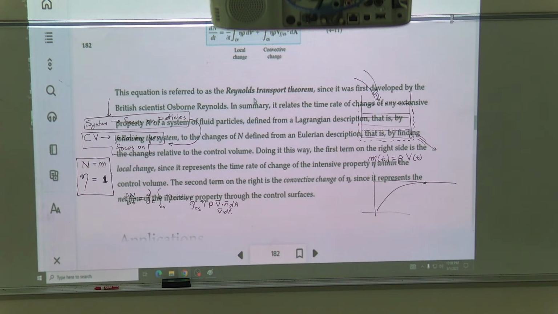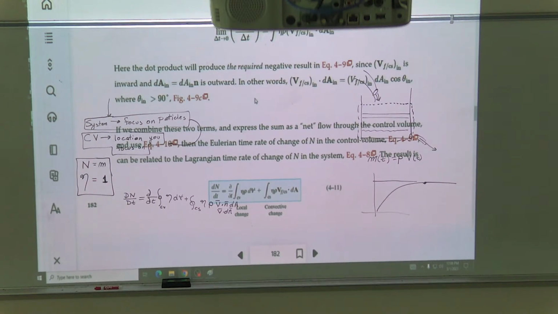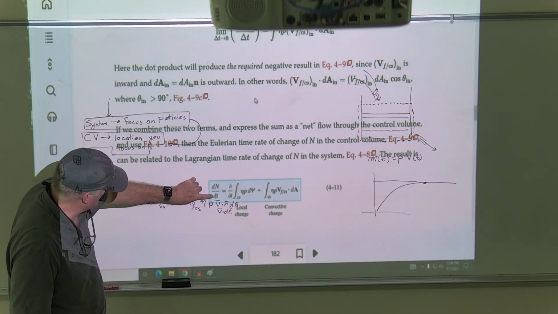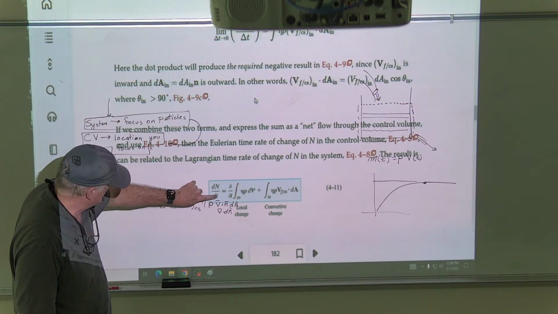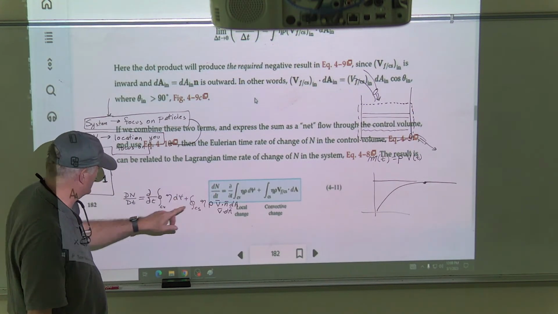Okay, wow, he breaks it. Okay, so there it is. Let me see if I can line it up. So you get the time rate change. Usually other books list this as a capital D, indicating that this is focused on the system. And I'll explain the difference.